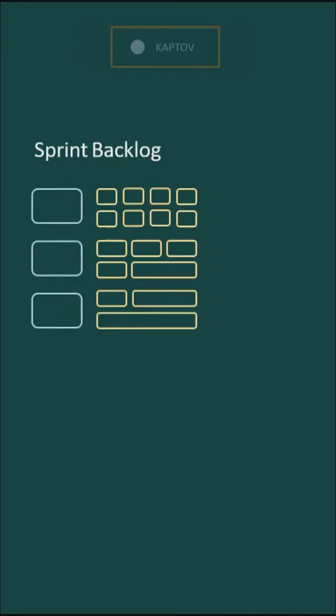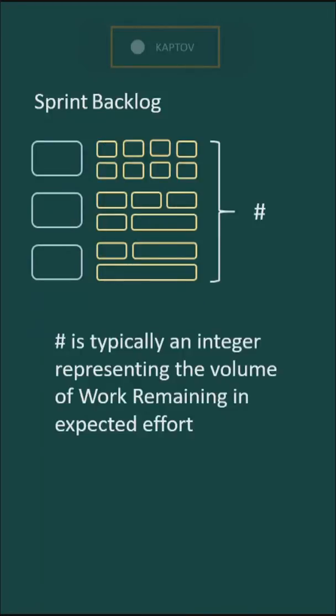Now, to begin with, we need to know, as I mentioned, the amount of work remaining in the sprint. So we need to figure out a way to capture what the work remaining is on any single day. It's pretty straightforward. I've got all the work there. I just have to figure out how to get an integer value from that. So I'm trying to get to a number, an integer, representing that volume of work remaining in expected effort for the sprint.